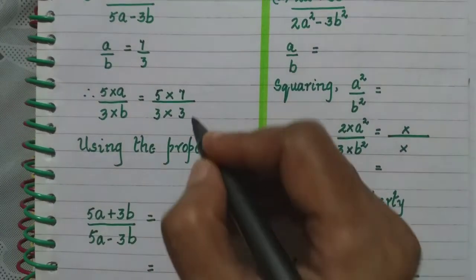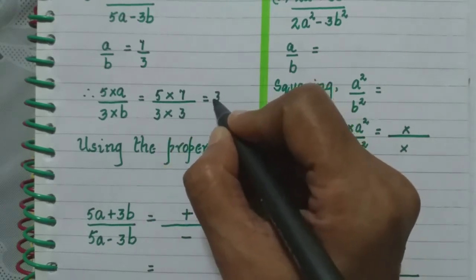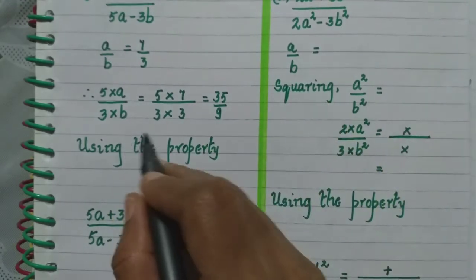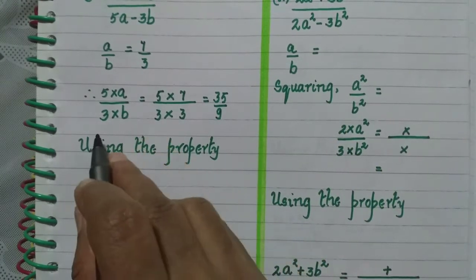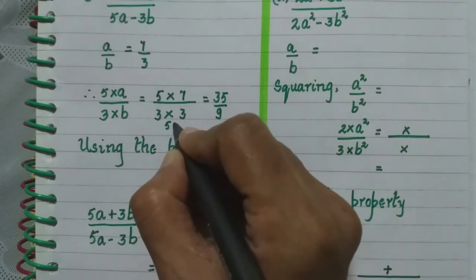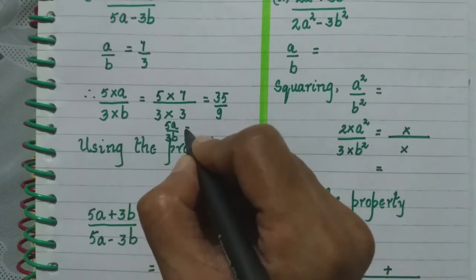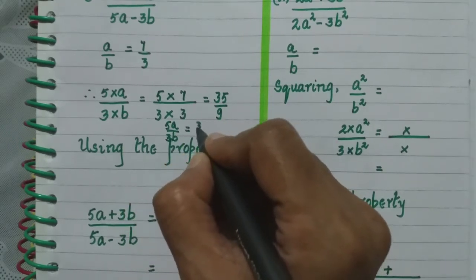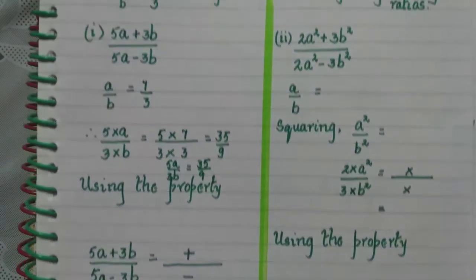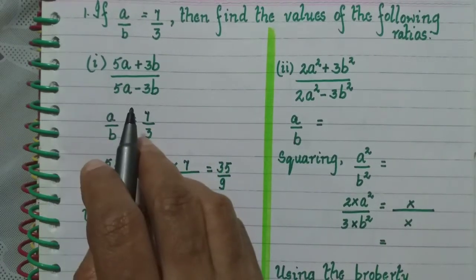Let us see what we get as the product now. 5 into 7 is 35. 3 into 3 is 9. So now we have got 5a upon 3b. I write here 5a upon 3b is equal to 35 upon 9. What have I to find out? (5a plus 3b) upon (5a minus 3b).